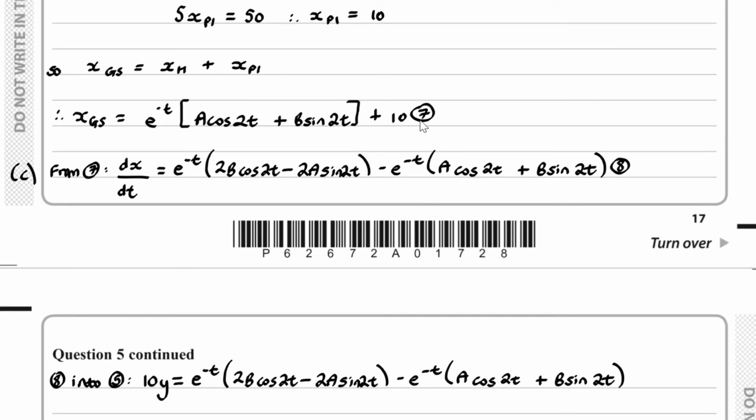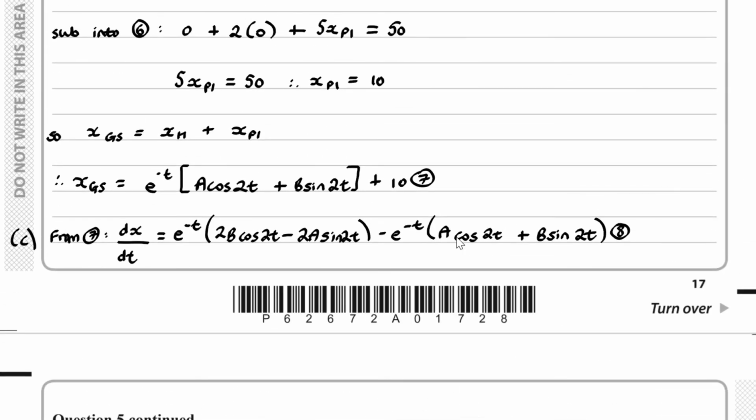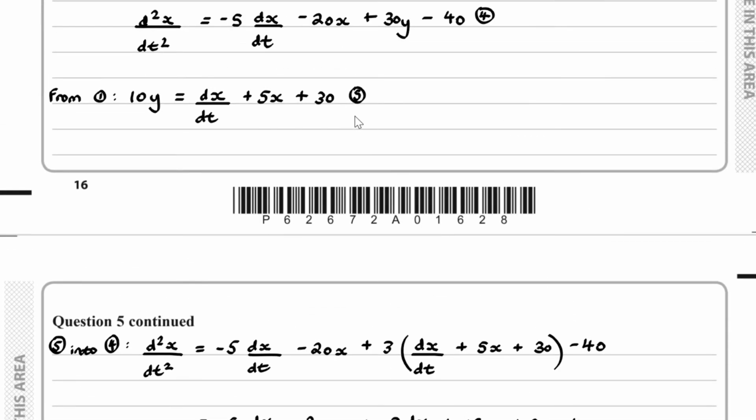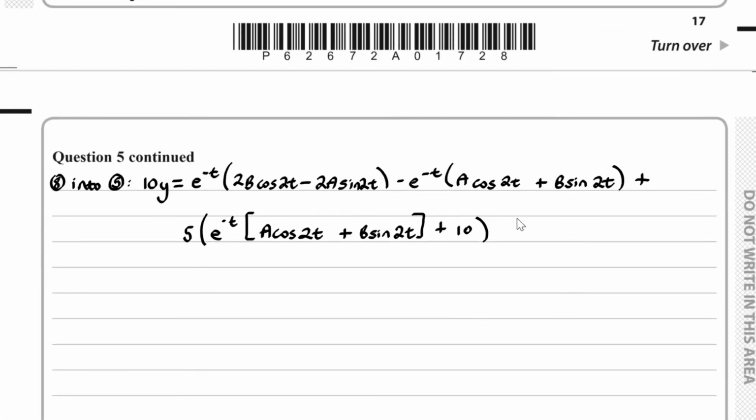Now we already know what x is. That's this result over here. So we've got 5 lots of this. So we've got 5 lots of e to the minus t lots of a cos 2t plus b sin 2t plus this extra 10. And we've also got the plus 30 as well. So we're going to add on over here 30. And we can expand and simplify all of this.